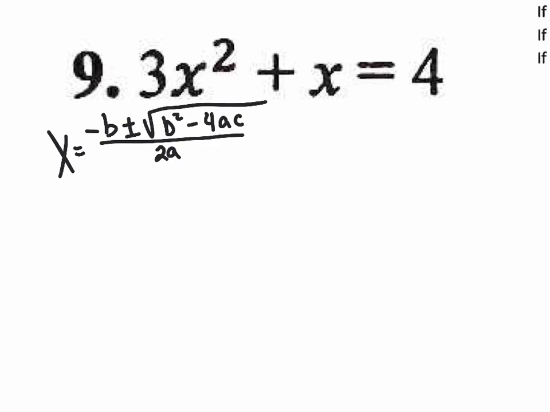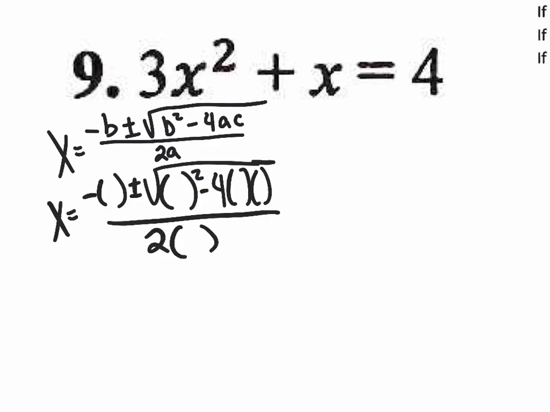There's the quadratic formula, and then we need to replace the variables with parentheses. And then we need to identify our A, B, and C values. Now here's the problem, guys. You cannot identify A, B, and C unless it's set equal to 0. So what we need to do is get rid of that 4 by subtracting 4 from both sides. So we need to rewrite the quadratic trinomial equation. Here it is: 3x squared plus x minus 4 equals 0.